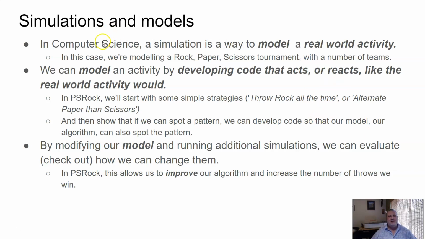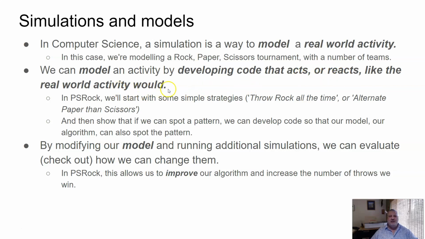So simulations and models. In computer science, a simulation is a way to model a real-world activity, something that goes on. So we might want to model like the COVID-19 virus and how it spreads between people, how quickly, based on are we obeying social distancing or not obeying social distancing rules. In this case, for the rock, paper, scissors tournament, we're going to model a different number of teams where they all have their own algorithms for how to play the game. So we can model an activity by developing code that acts or reacts like the real world activity would.